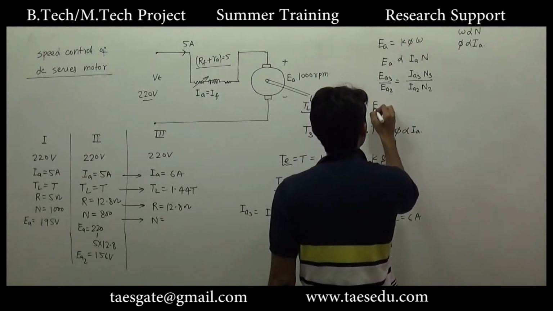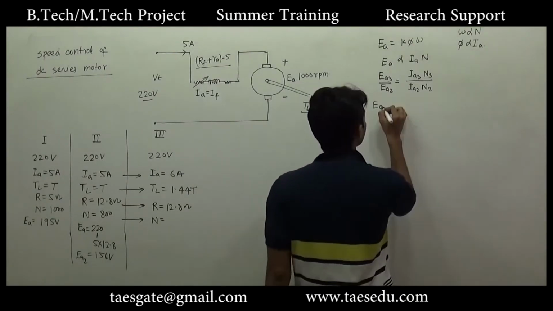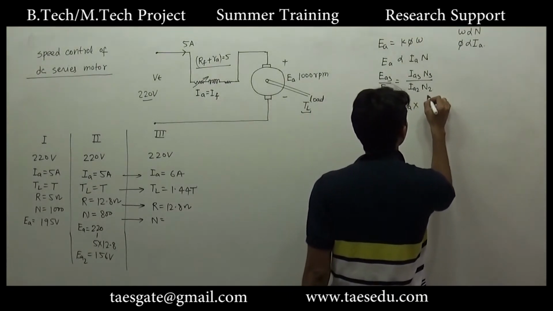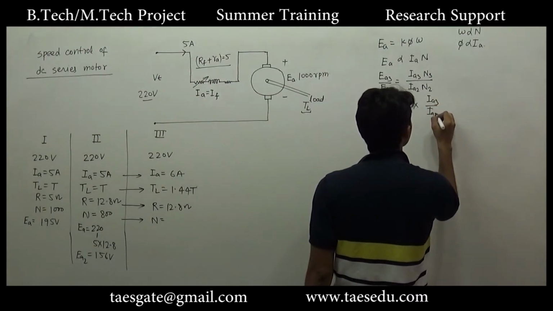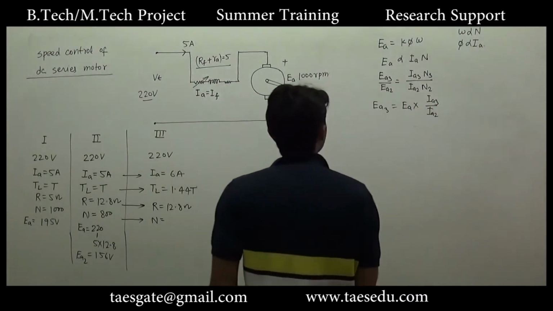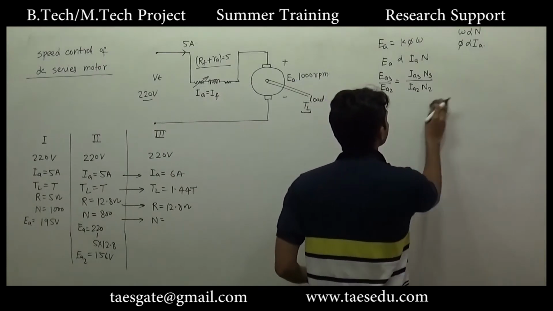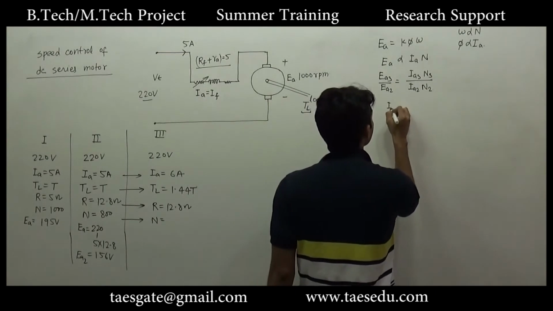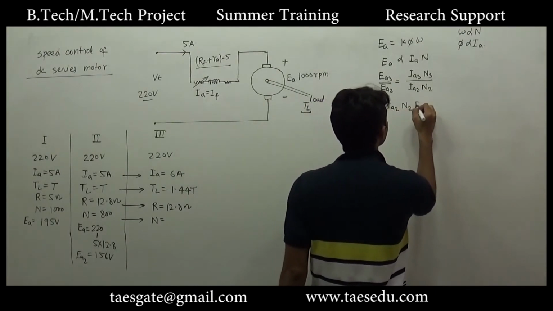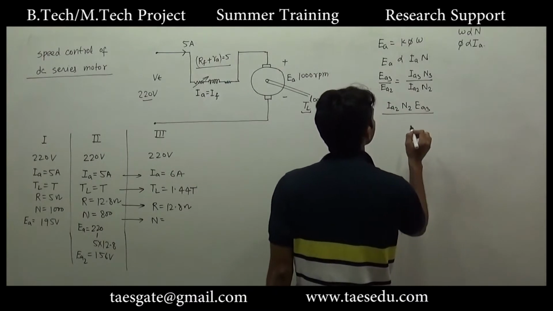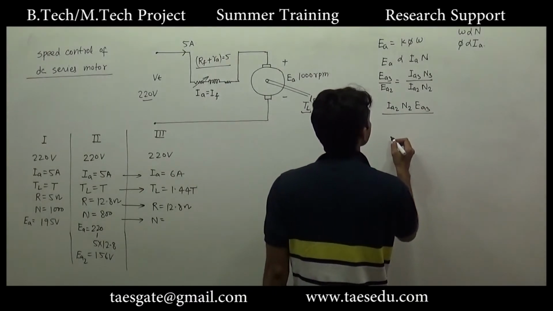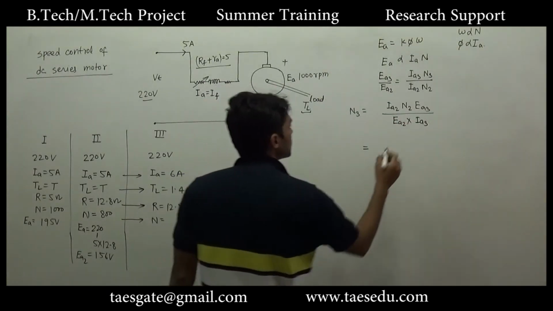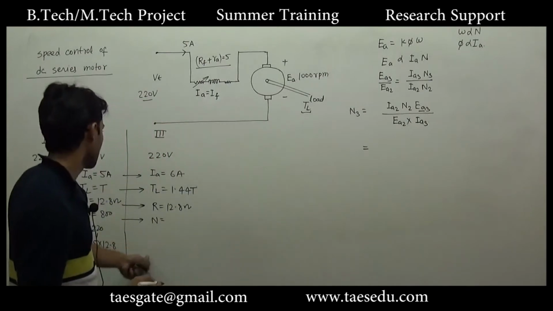So EA3 will be EA2 into IA3 by IA2, or we'll write equation for N3 will be equal to IA2 into EA3 divided by IA3 into EA2. EA3 is unknown, but we can calculate from here.